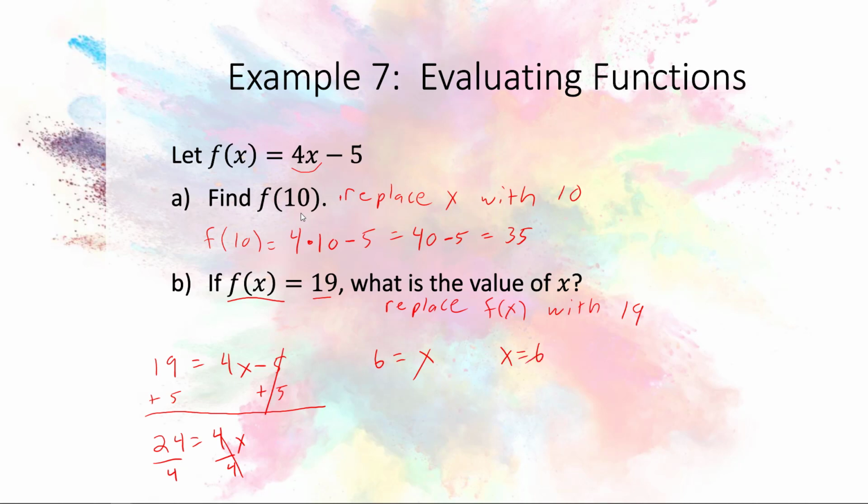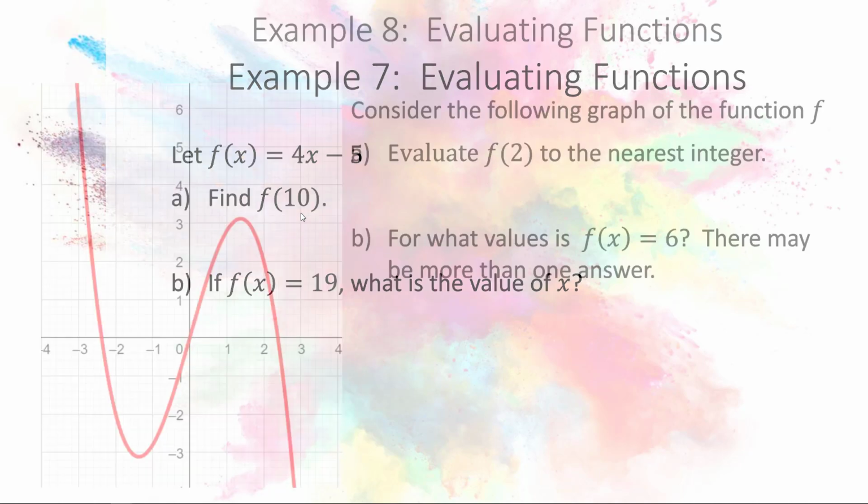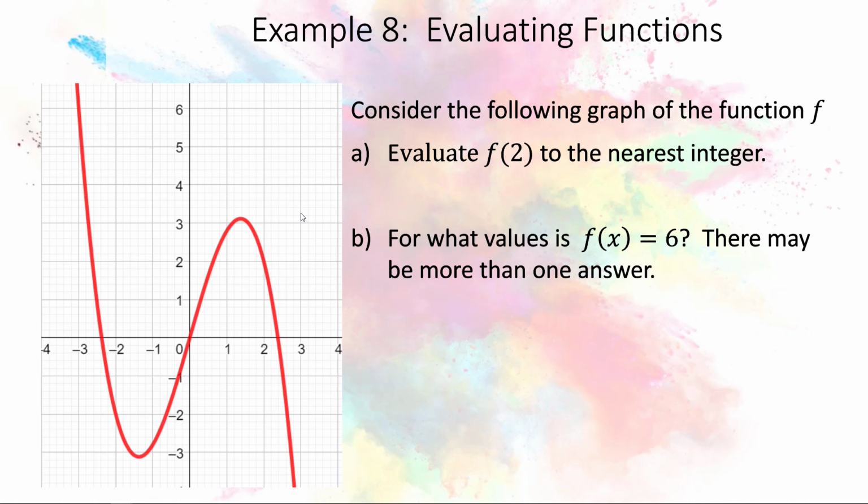Now the other way you might evaluate functions is not with the equation itself, but with a graph of the equation, and that's what we have here. Now here we want to evaluate f of 2. That's basically evaluating f of x when x is equal to 2. Now in this graph, of course, the abscissa right here corresponds to x. The ordinate, or the vertical axis, corresponds to y is equal to f of x.